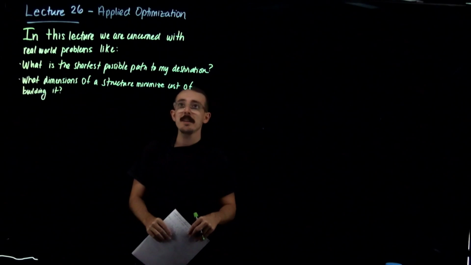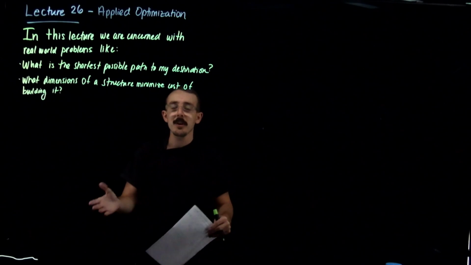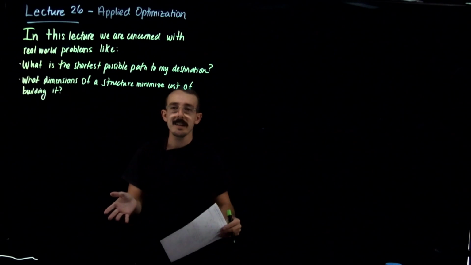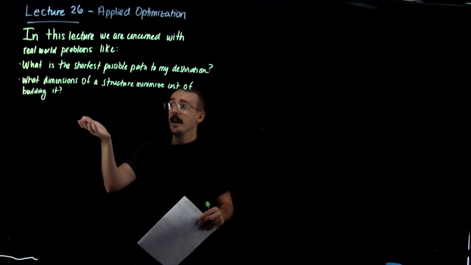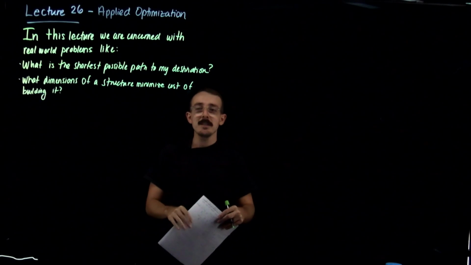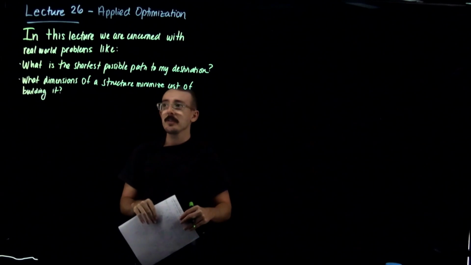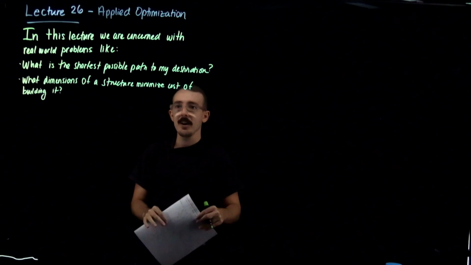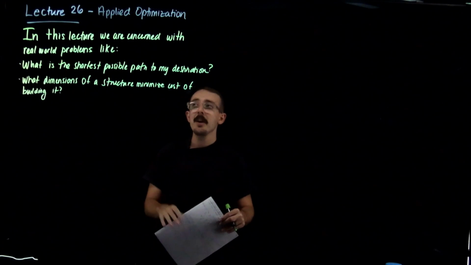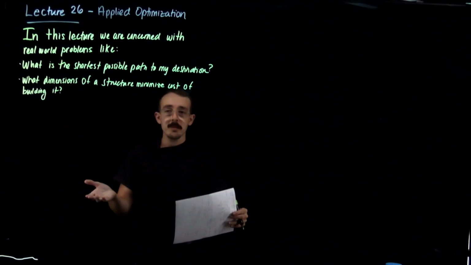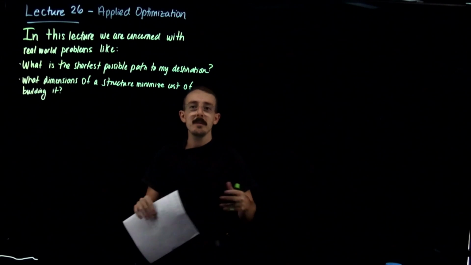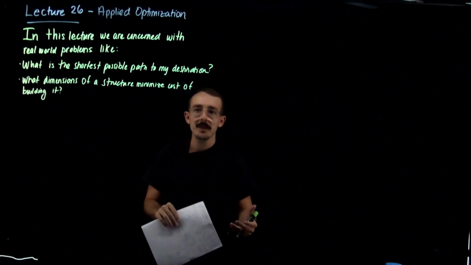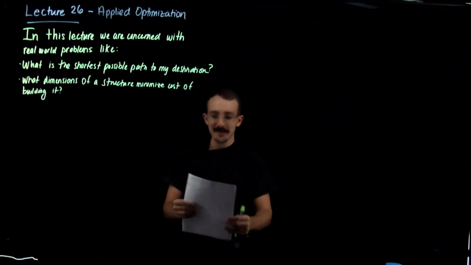So what is the shortest possible path to my destination? You might want to know what combination of routes you need to take to basically minimize the travel time. Or maybe what dimensions do you need to build a certain structure so that you're using the least amount of surface area, so to minimize your cost. So we're going to look at problems where we have many variables going on, and we're going to look for ways to minimize or maximize something we're hoping to get.